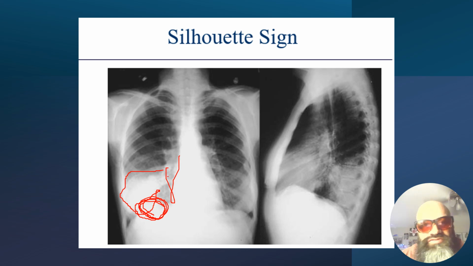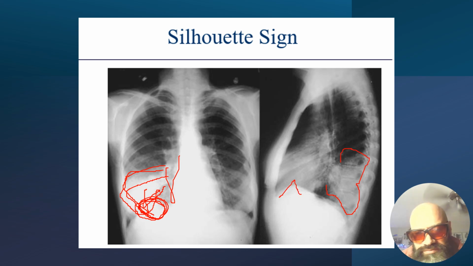Remember, we take different views here. In the PA view, we have the fluid consolidation here, and then we try to localize it on the lateral view. So here is your diaphragm. Now the brighter white one is your right diaphragm, and then over here we have this little grayish area, that's your left diaphragm. That's how you're able to differentiate with these things.